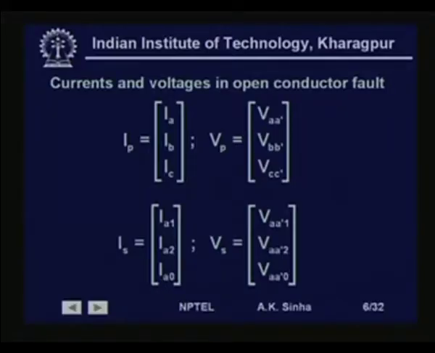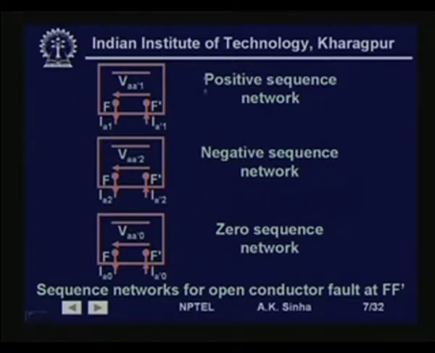So, in trying to obtain the sequence network for this, we will also have these 2 points F and F dash. So, this is the reference, this is the positive sequence network, and we have F and F dash as the 2 points indicating the fault, and the voltage between these 2 points is VAA dash 1, which is the positive sequence voltage, and the current flowing is IA1 and entering is IA dash 1. In fact, as we will see, these currents will be equal.